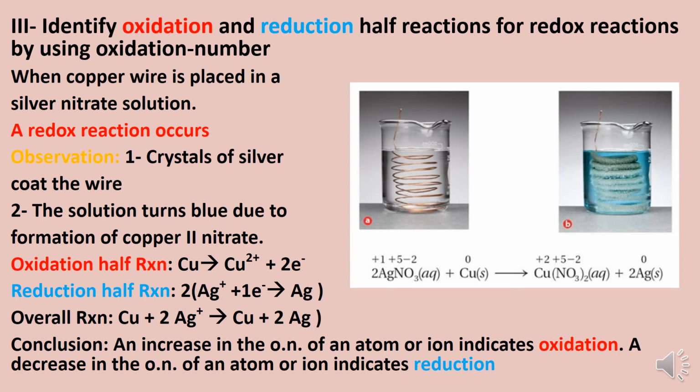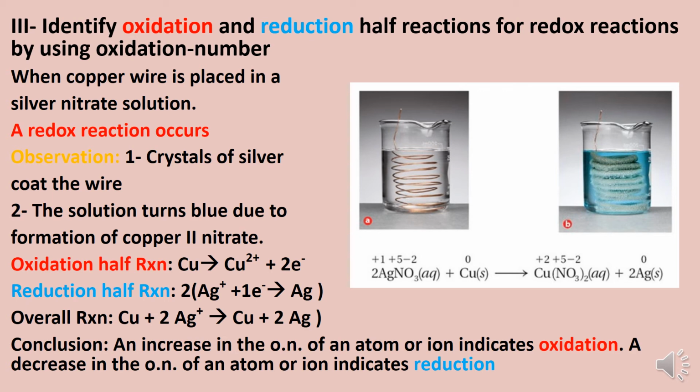Now let's see the observation. Here we have crystals of silver coating the wire in figure B. This is the change: crystals of silver coat the wire. The second observation, the solution turns blue due to formation of copper 2 nitrate.